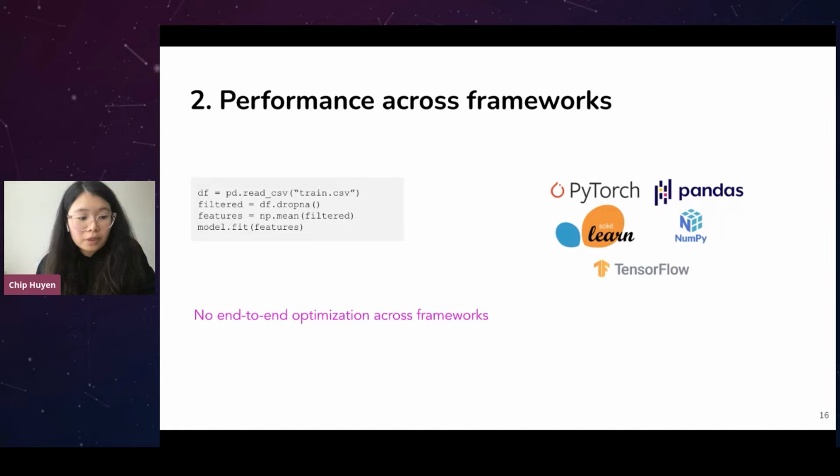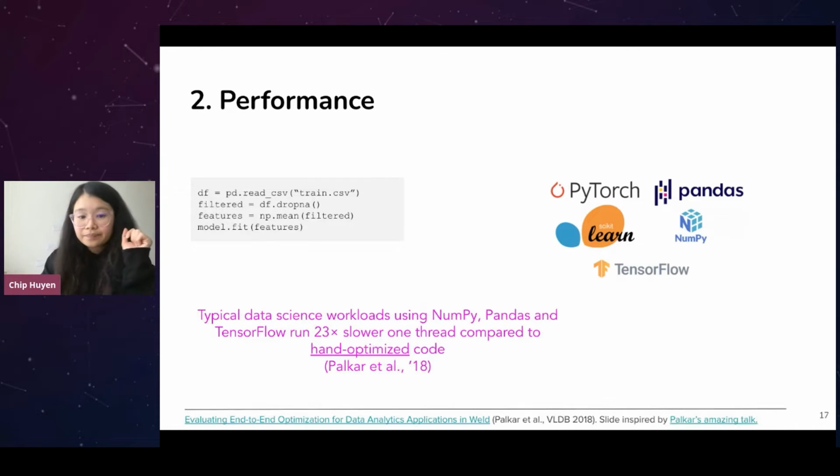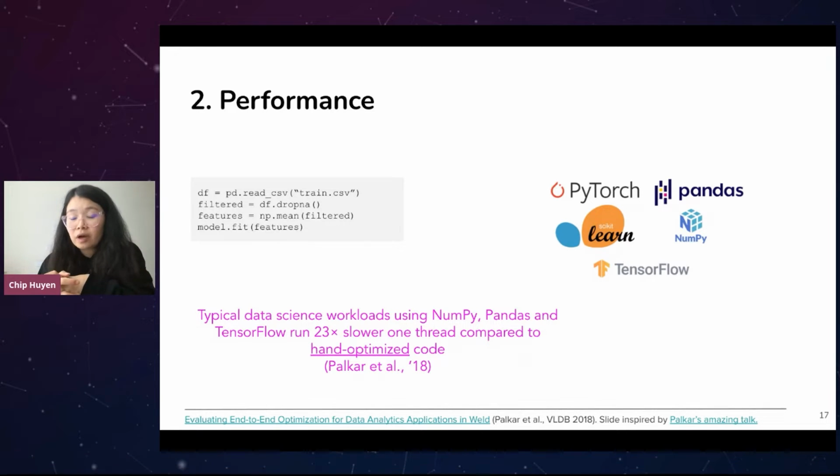In machine learning workflows, you use a lot of different libraries, like pandas, NumPy, PyTorch, and each library might have some optimizations within the library. There's actually no end-to-end optimization across libraries. There's one study by some researchers from Stanford who found that a typical data science workload using NumPy, Pandas, and TensorFlow runs about 23 times slower in one thread compared to hand-optimized code. So if you hand optimize your code, you can make it run so much faster.